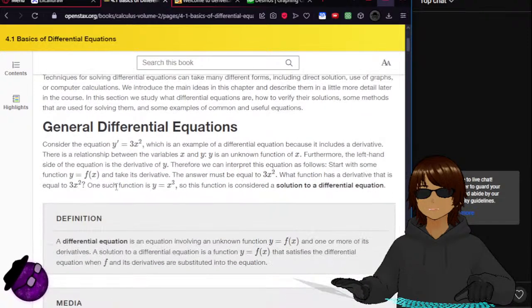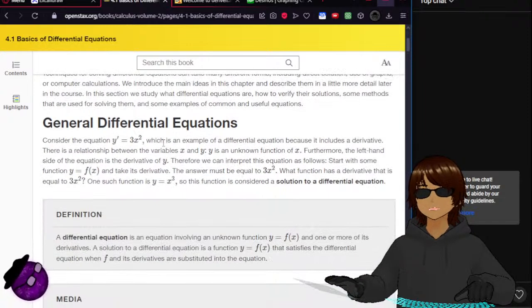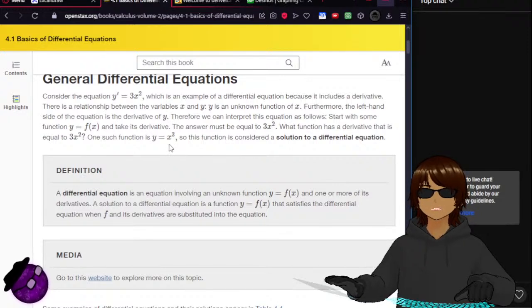Consider the equation derivative of y is equal to 3x squared, which is an example of a differential equation because it includes a derivative. There is a relationship between the variables x and y. Y is an unknown function of x. Furthermore, the left-hand side of the equation is the derivative of y. Therefore, we can interpret this equation as follows. Start with some function y is equal to f of x and take its derivative. The answer must be equal to 3x squared. What function has a derivative that is equal to 3x squared? One such function is y is equal to x cubed. I mean, it would be any form of x cubed plus c, right?